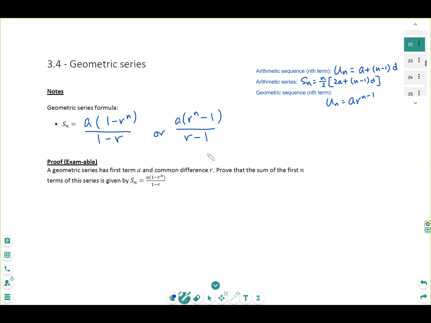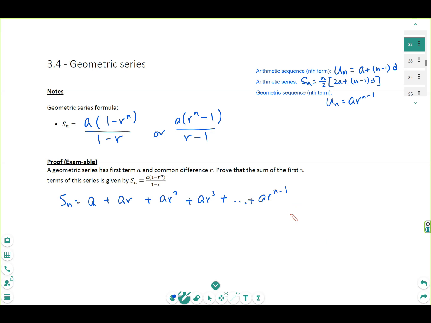So like the previous time, we have to start by writing out the series itself, stating the definition, the terms term by term. So we start with the first term, which will be a. Now because it's a geometric series with common ratio r, the next term will be ar, and the next term ar squared. Next one, ar cubed, and so on, all the way up to ar to the power of n minus 1.